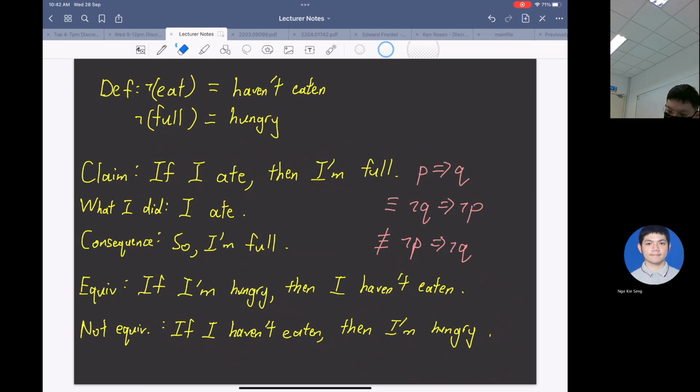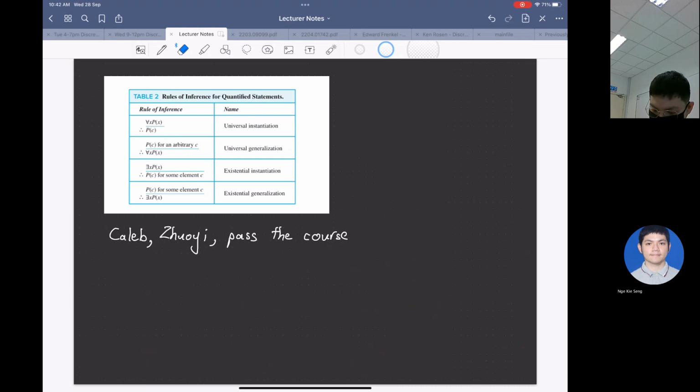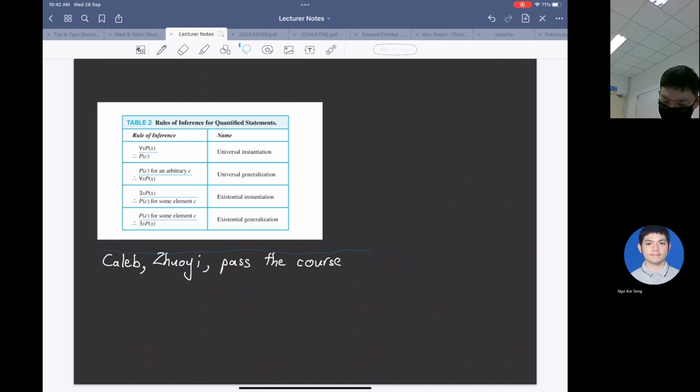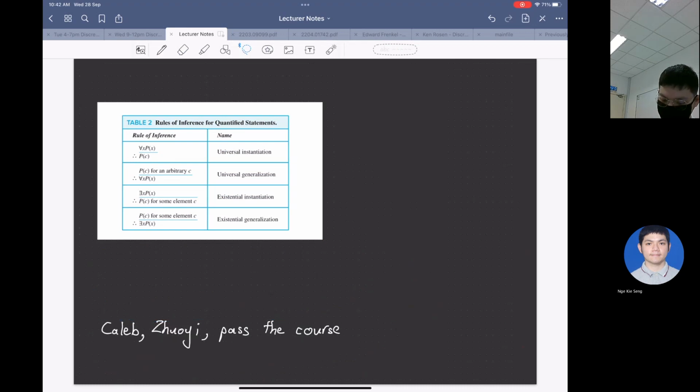Okay? Yeah. Next. Very important, this one. Okay, next. This one is also a reminder. This is more formal. So if I have this statement, for every x, P(x), we can deduce P(c). Okay, I give you an example so that you can appreciate what it is talking about.